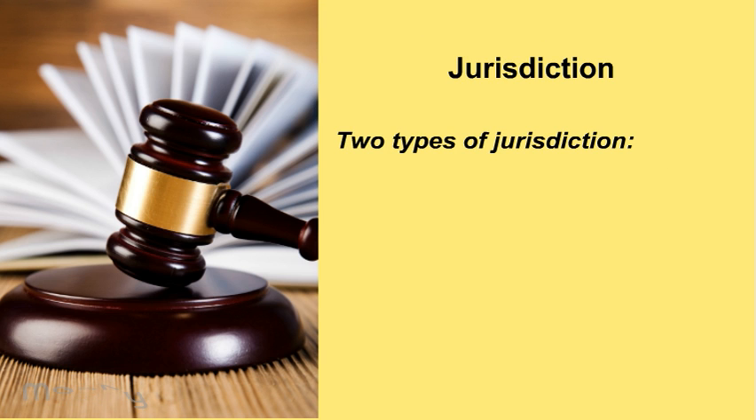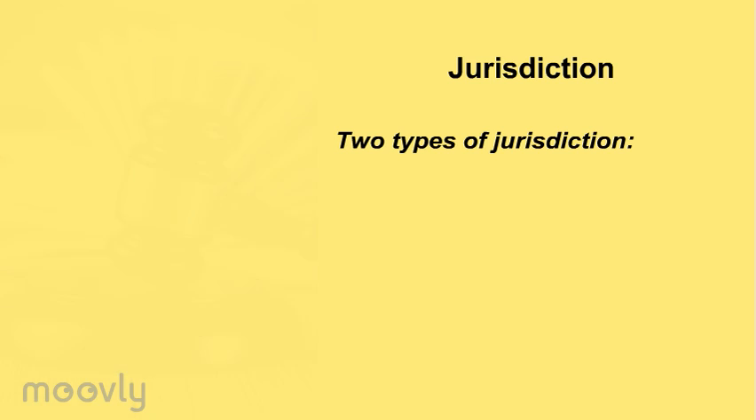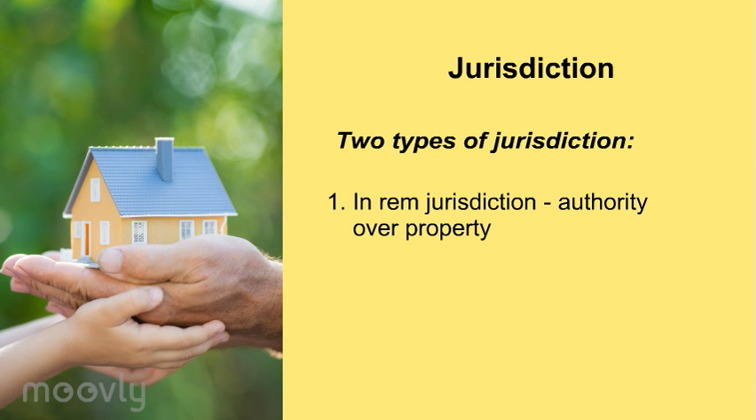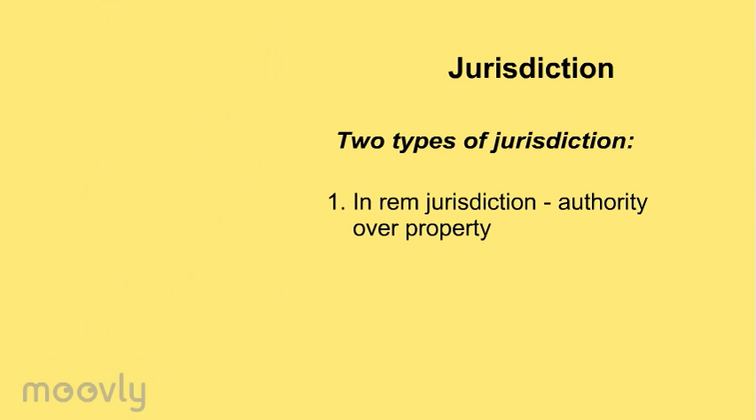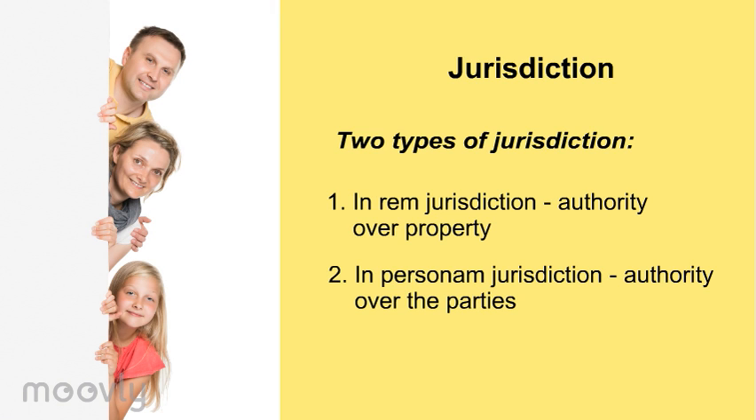Jurisdiction contains two types of jurisdiction: in rem jurisdiction, which is authority over property, and in personam jurisdiction, which is authority over people or the parties. A probate court must have both in order to proceed with the administration of an estate.